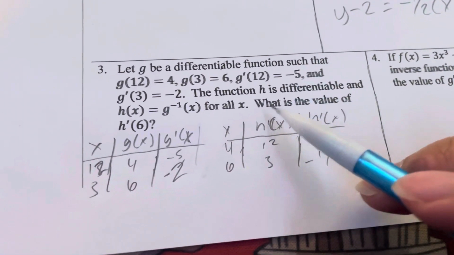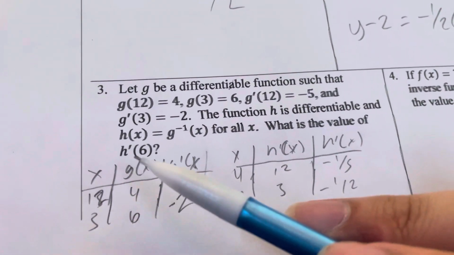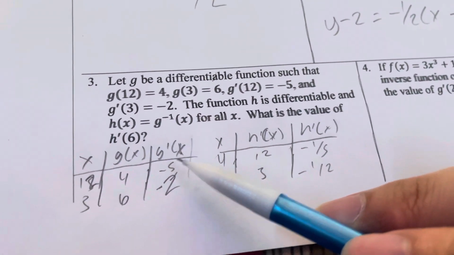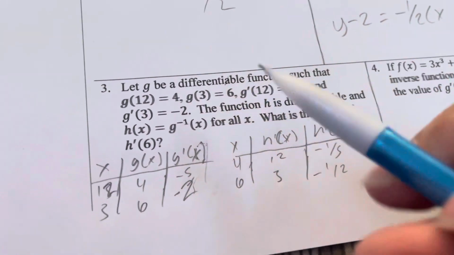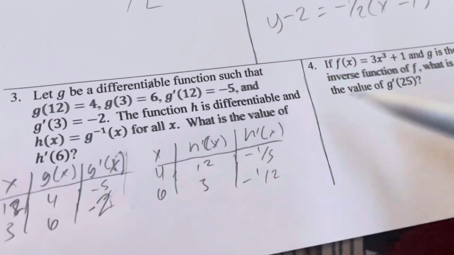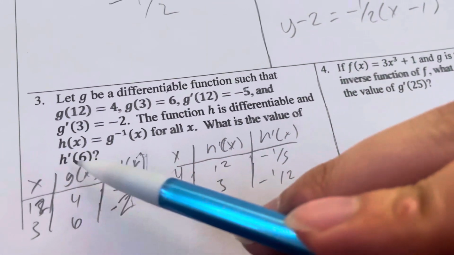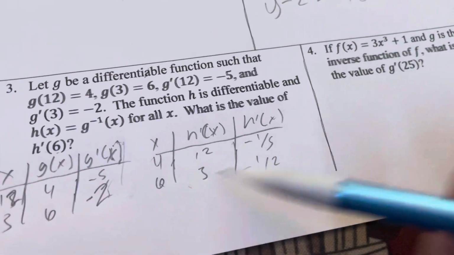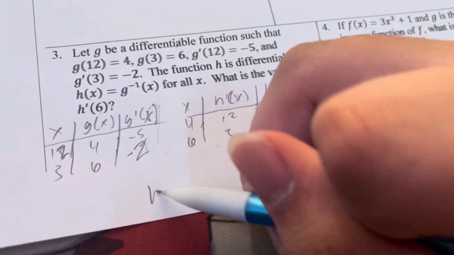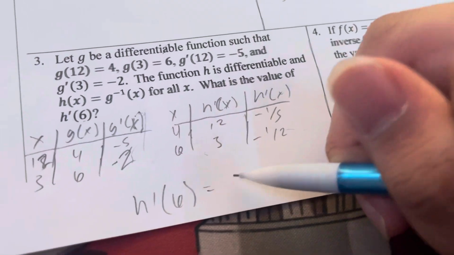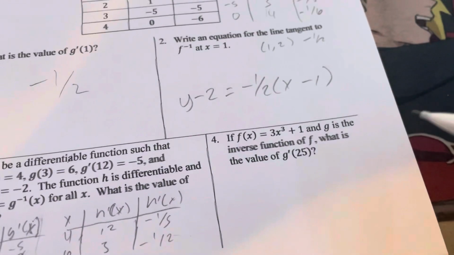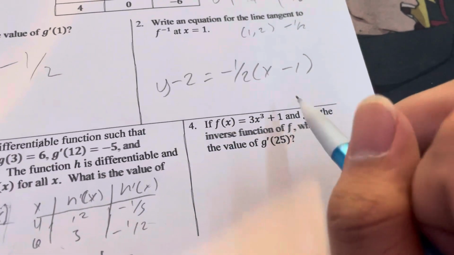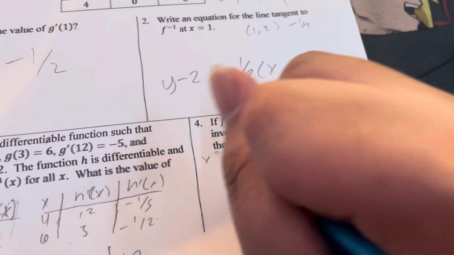Now that we have the table, what is the value of h prime of 6? So h prime is the inverse of g prime of x. So we're looking at this column, and when x is 6, so h prime of 6 equals -1/2. Same thing over here, except this time they give us a formula. It's not much different.